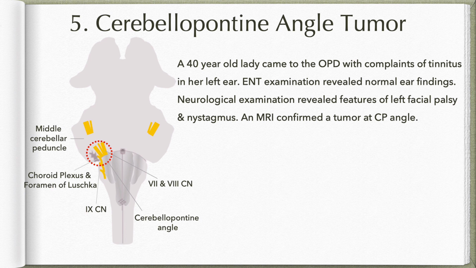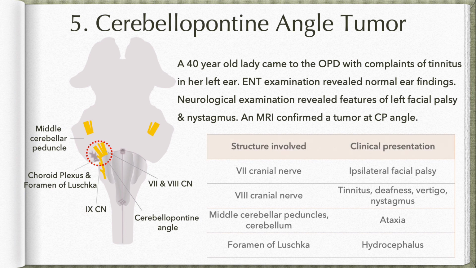So what are the structures here at the cerebellopontine angle? We have 7th cranial nerve present there. That is why the compression of the 7th cranial nerve by the tumor will result in ipsilateral facial palsy symptoms. 8th cranial nerve is located there. So compression of the 8th cranial nerve by the tumor will result in either tinnitus or deafness or vertigo and nystagmus. Middle cerebellar peduncle and the brainstem here will be surrounded on either side by cerebellum.